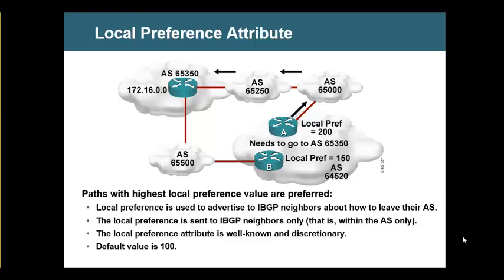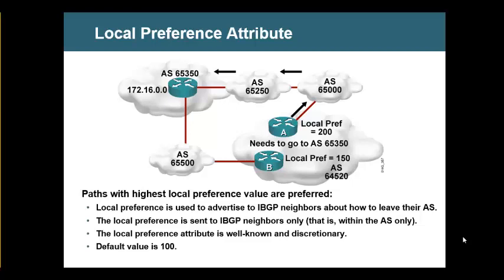Can you recall and tell me what are the 3 attributes that we have covered? Is it well-known, mandatory, well-known, discretionary? No. In well-known, mandatory, we have seen 3 attributes. Oh, AS path, next hop, and origin. Correct. AS path, next hop, and origin. Those 3 are well-known, mandatory.